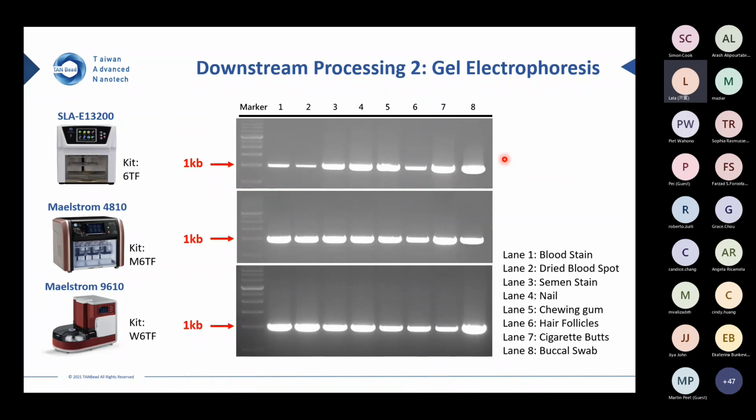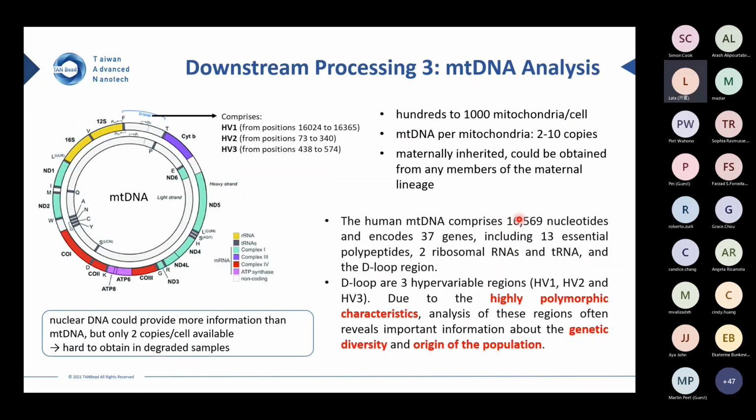Now, regardless of the type of instruments, kits, or samples, in here we're seeing that all the bands are very clear. We are not seeing any smearing, and the bands are really tight. So we can see that this mitochondrial DNA is sufficient for further processing. Now, the next one, mitochondrial DNA analysis, is the heart of this forensic analysis we're going to cover today.